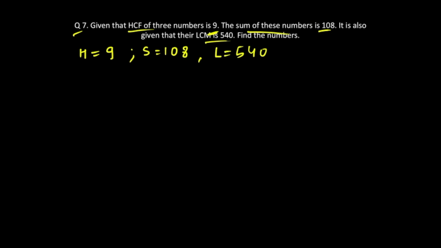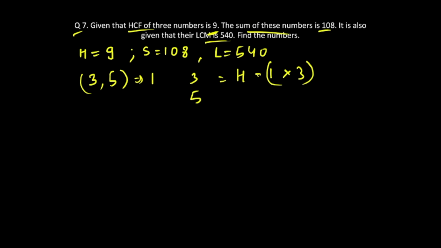We'll assume these numbers. Whenever we find the HCF of numbers, what we are left with is the remaining prime factor of that number. Suppose 3 and 5 are the numbers we are considering. The HCF of these numbers is 1. So you can write 3 as the HCF value, that is 1, into the remaining prime factor, 1 into 3. Similarly for 5, we can do the same thing: HCF, that is 1, into the remaining prime factor.